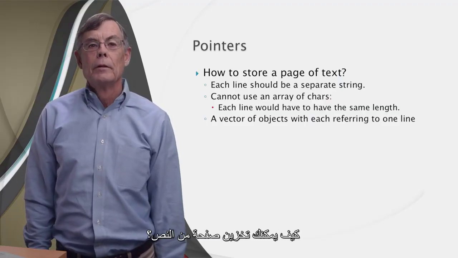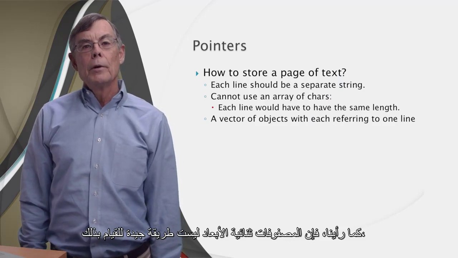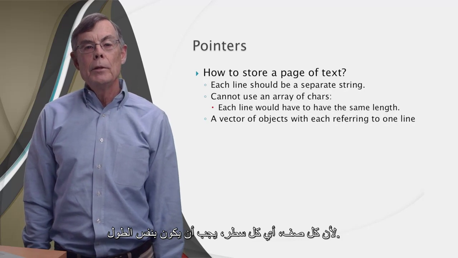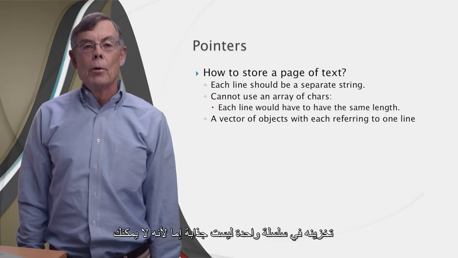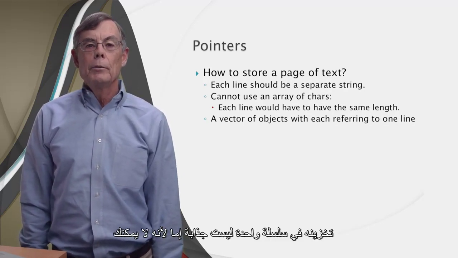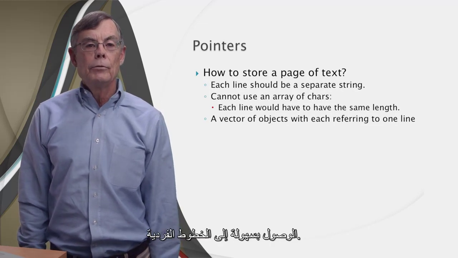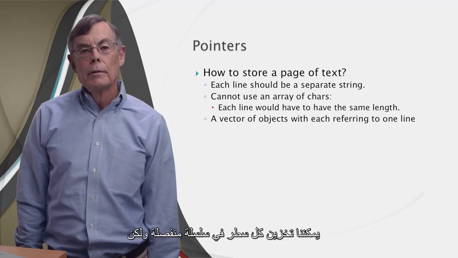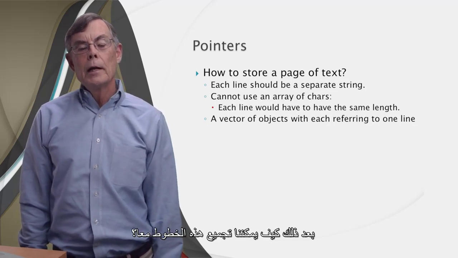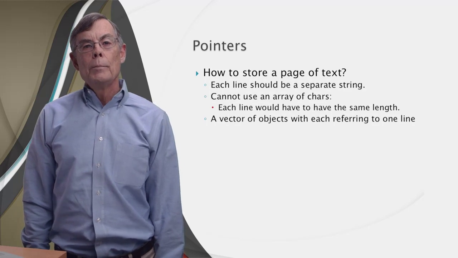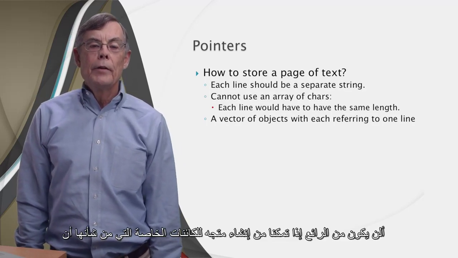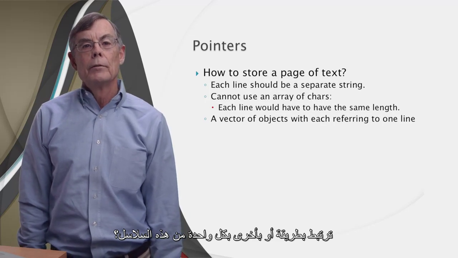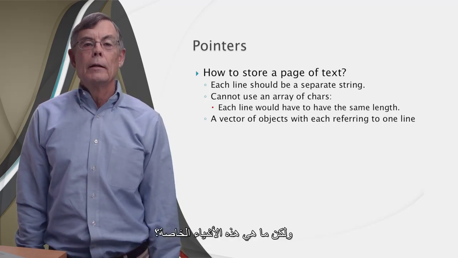page of text. As we've seen, two-dimensional arrays are not a good way to do it because each row, that is each line, would have to be the same length. Storing it in a single string is not appealing either because you can't easily access individual lines. We could store each line in a separate string, but then how can we group these lines together? Wouldn't it be great if we could create a vector of special objects that would link somehow to each one of these strings? Well, it turns out that we can.